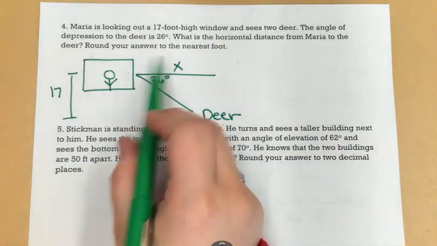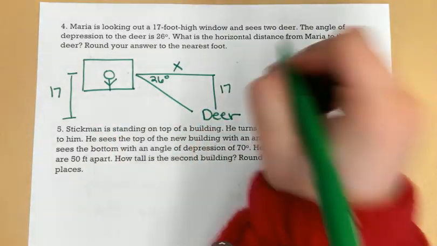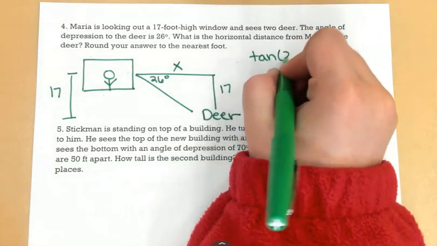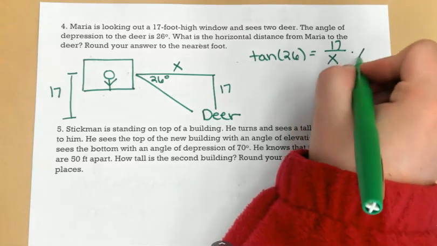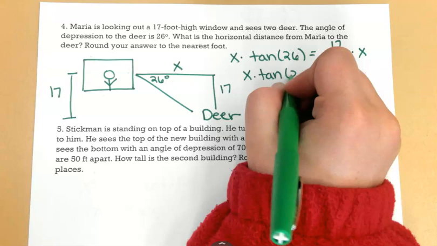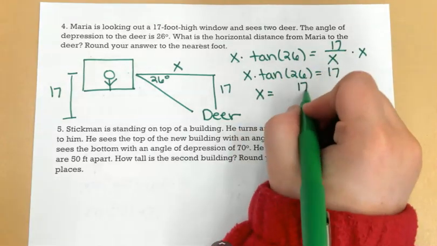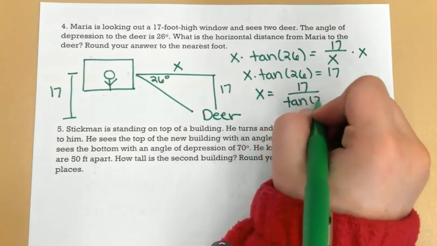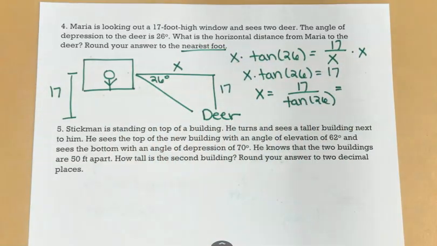So that is my adjacent side, and that 17 that I know for my vertical height is the opposite. So this tells me that, again, I'm going to be using tangent, and that's going to be 17 over x. So first I'm getting x out of my denominator. Then I'm going to be dividing by the tangent of 26. And this problem says we're rounding to the nearest foot, which again means a whole number.